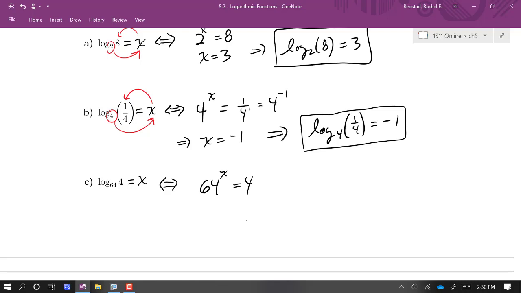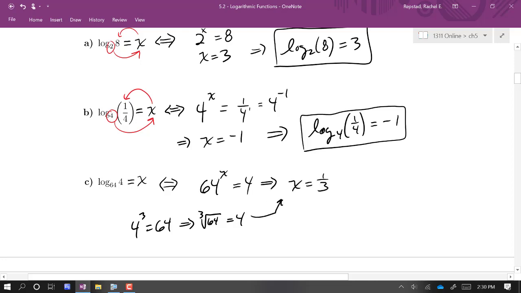So if I think about how 4 is related to 64 in an exponential sense, we could note that 4 cubed is equal to 64. And so that means that the cube root of 64 is equal to 4. And that means that x is 1/3. That's the 1/3 power, which is the cube root. And so finally we get our result here: log base 64 of 4 is equal to 1/3.